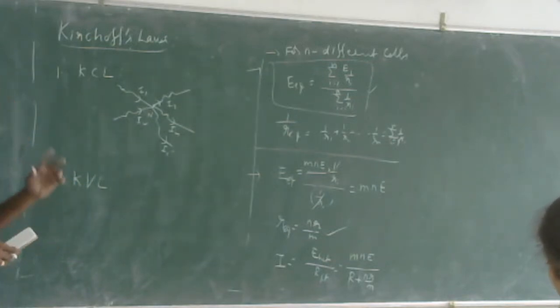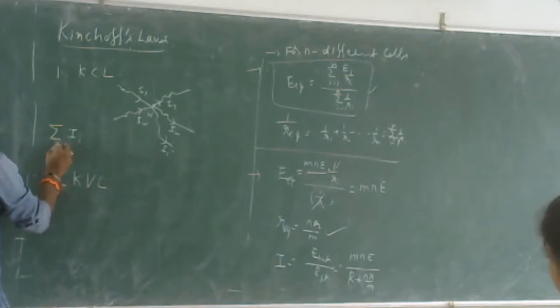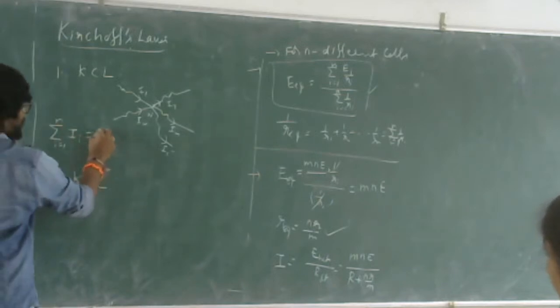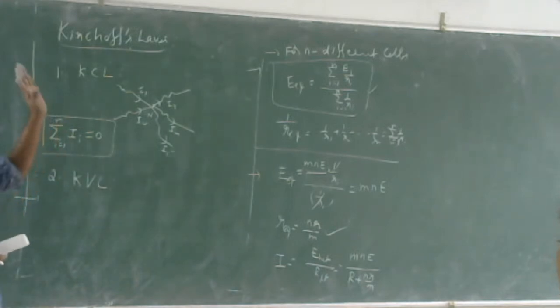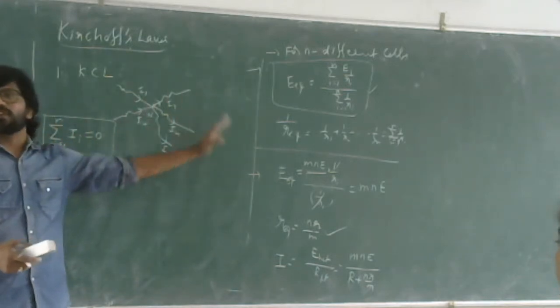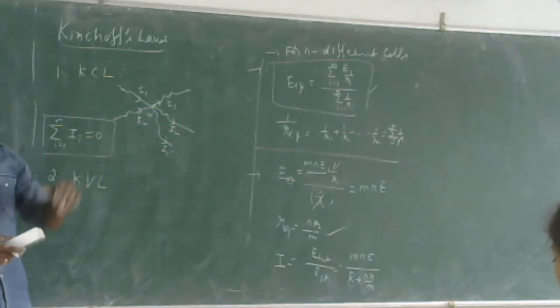Or you can also say the algebraic sum of all currents at a junction is equal to 0. This can be expressed as sigma I, where I goes from 1 to n, is equal to 0. This is the mathematical expression for Kirchoff's current law. Algebraic sum means inward currents are taken positive, outward currents negative. So I1 plus I2 minus I3 minus I4 minus I5 equals 0.